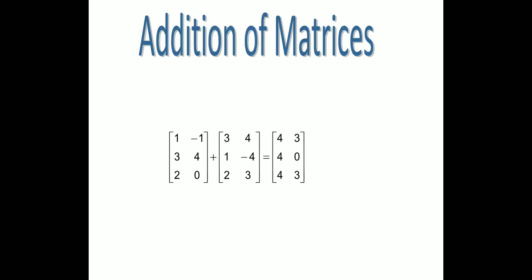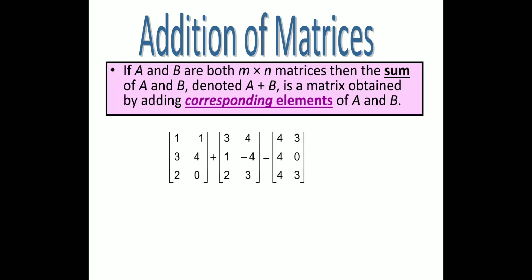Now how can we add two matrices, meaning addition of matrices. If A and B are both m by n matrices, then the sum of A and B, denoted by A plus B, is a matrix obtained by adding corresponding elements of A and B. So the condition is that the sum of two matrices is possible only when they have the same order, and their sum is obtained by adding corresponding elements.